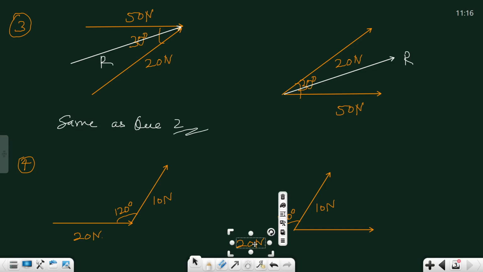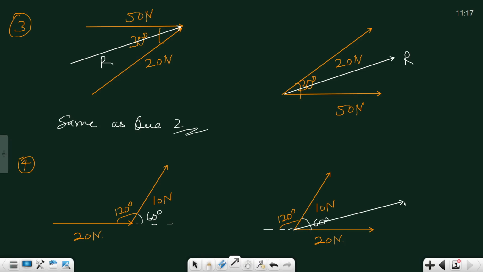This is 20. So this angle will become this one. What will be this angle? This is 60 degree. Is it correct? 180 degree minus 120 degree. Yes, sir. This is 60 degree. So resultant will be more inclined toward 20 Newton because 20 is having more magnitude. This is your resultant.